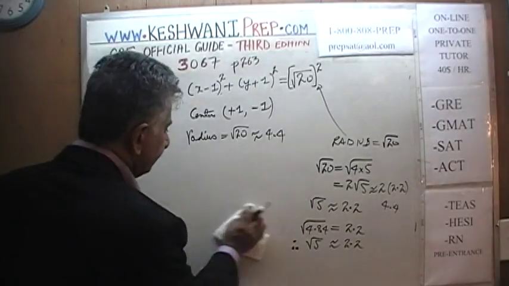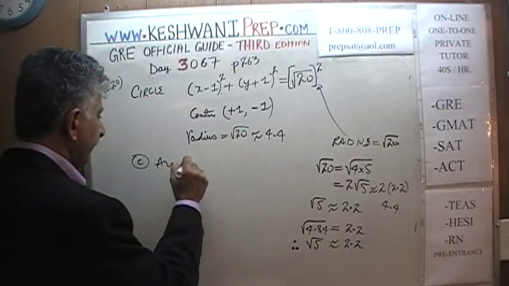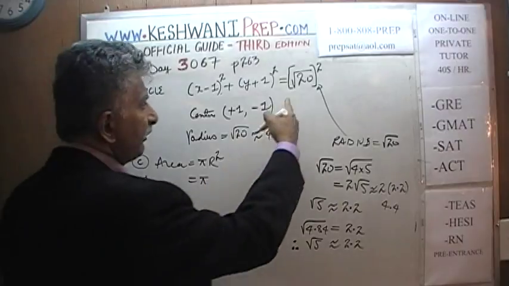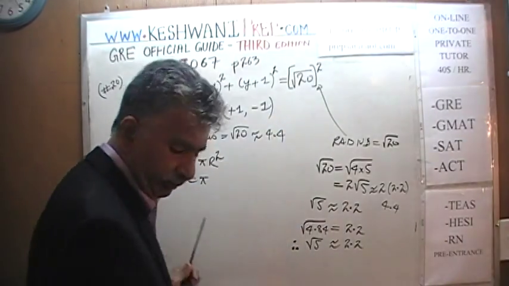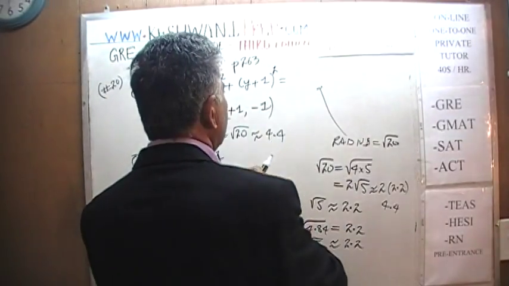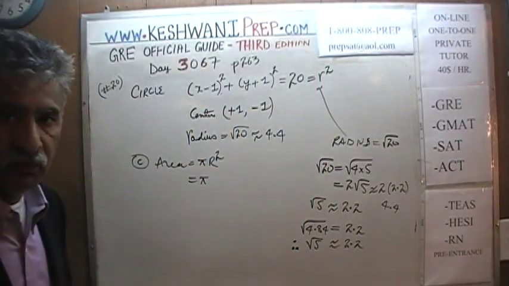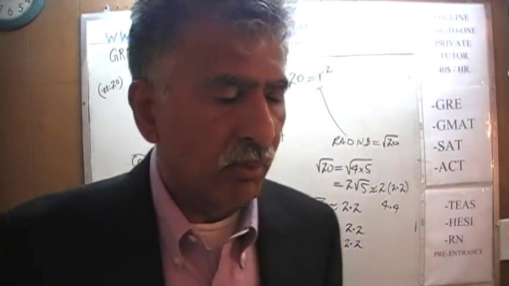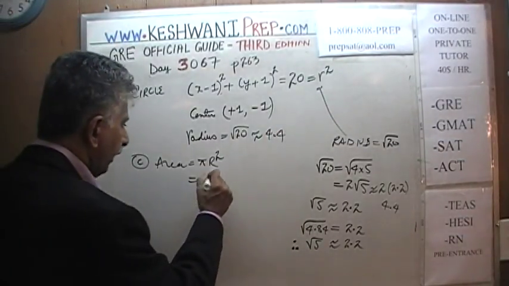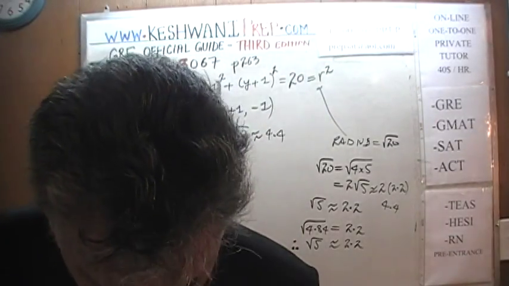Let's look at the area. Area is simply pi r squared, which is part C. Now remember, what was given to us was 20, which is the r squared. As I said, the radius is not 20, the radius is square root of 20, and therefore 20 represents r squared. So pi r squared is simply 20 pi. The area is simply 20 pi.